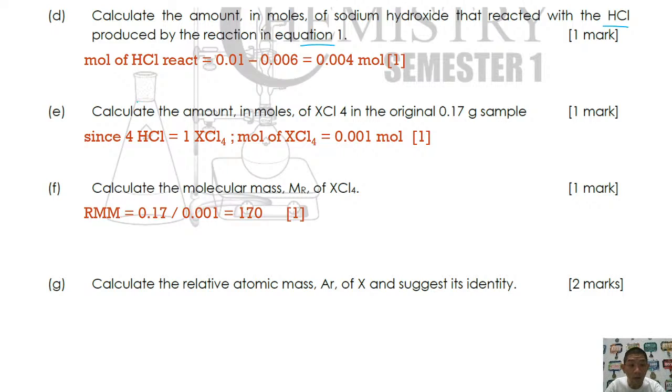And finally, calculate the relative atomic mass of the X and suggest its identity. So 170 minus 4 times 35.5, you get 28. So X is silicon. So please understand carefully the style of the questions that are asked in here. It might sound a little bit complicated, but you have to read the question carefully. Then you'll be able to understand slowly, one by one, how to solve all these questions. Okay, so with that, that is for question number 6.